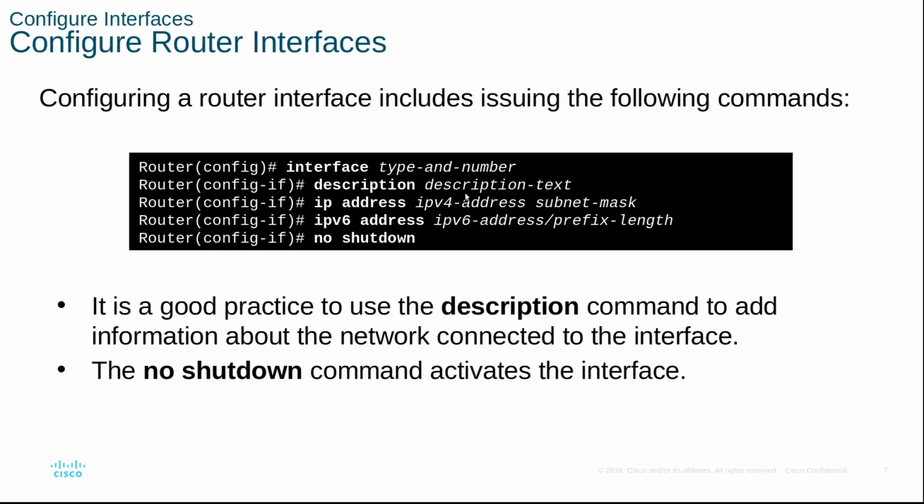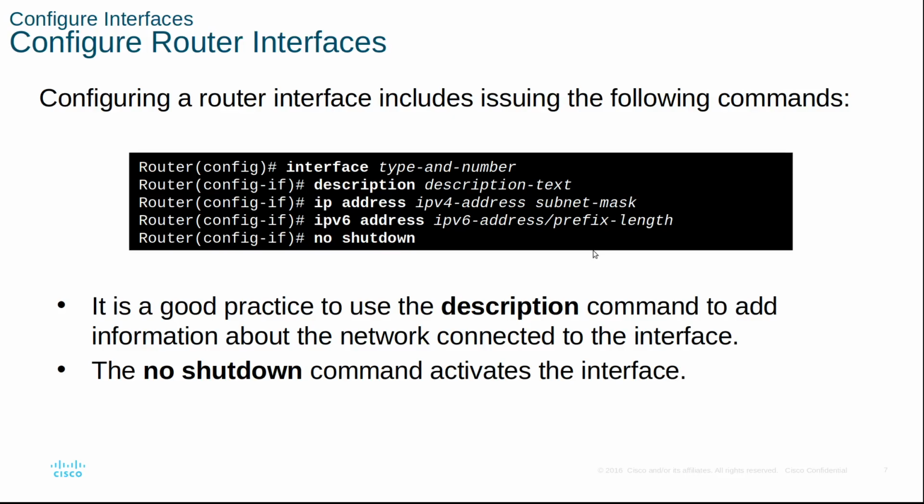You want to give it a description. It's a good practice because it makes your configuration a little easier to read. The description usually just tells you what that connection is linking to. Then you can assign it an IPv4 address with the IP address command, and you provide it the IPv4 address and the subnet mask. IPv6 address will do the same thing for IPv6, and you provide it the IPv6 address slash and the prefix length. And then you have to bring the interface administratively up with the no shutdown command.